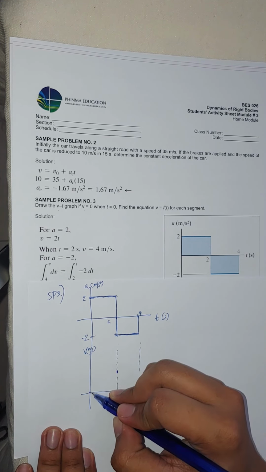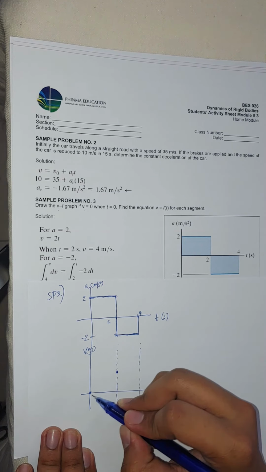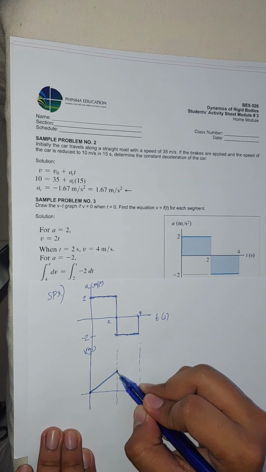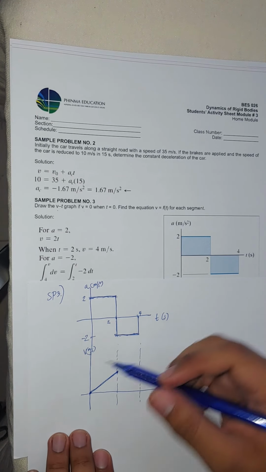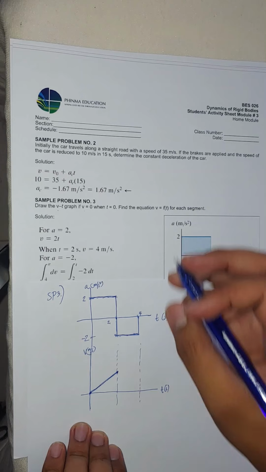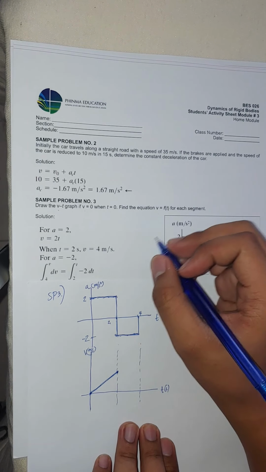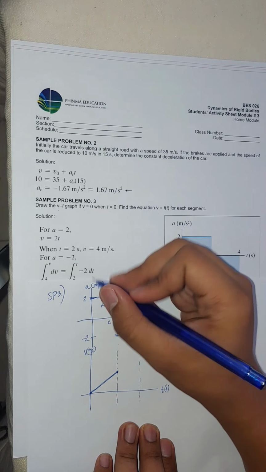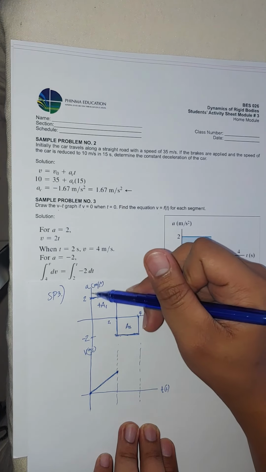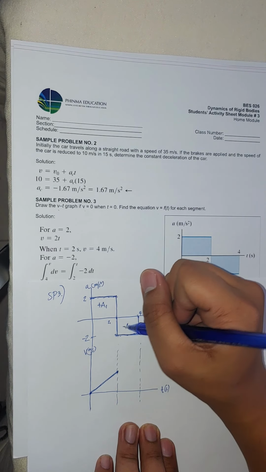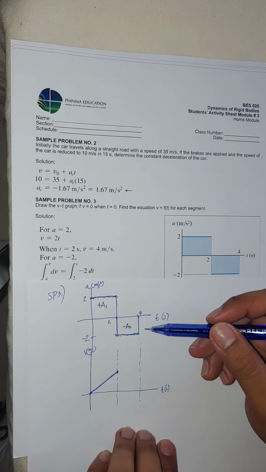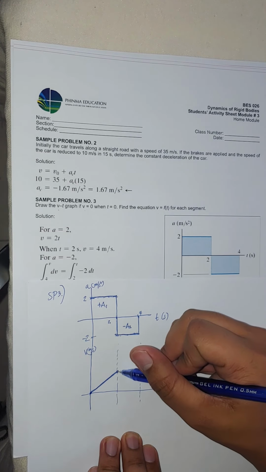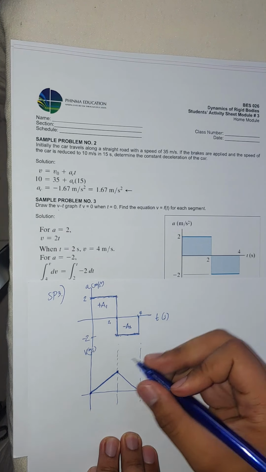So at time equal to 0, velocity is 0. So we can safely assume that the line looks like this. On this side, how about this one? If you recall, without an equation, we can see that this is area 1 and area 2. This is positive because it is above the x-axis, to the right of the y-axis. This is negative area because it is below the x-axis. So if this is positive and this is negative area, the direction of this velocity goes down to 0.